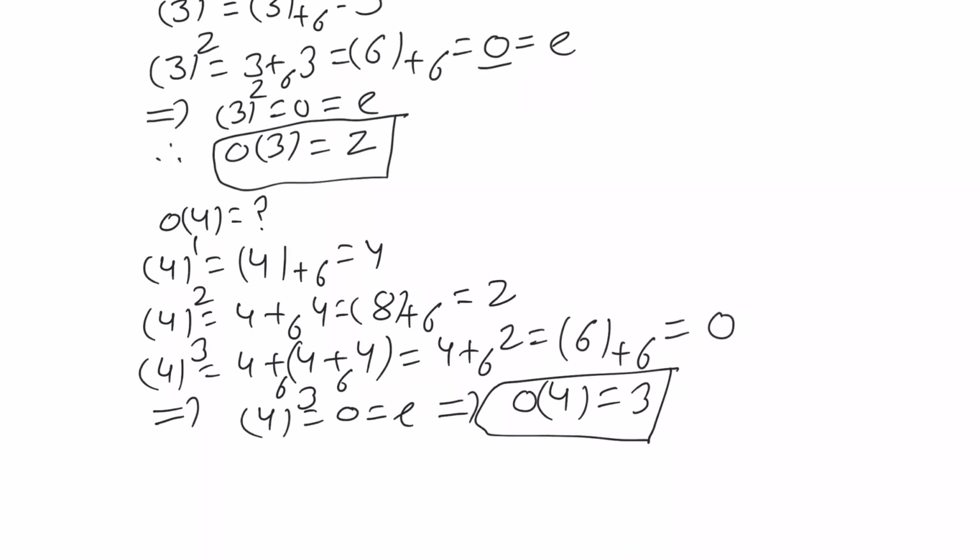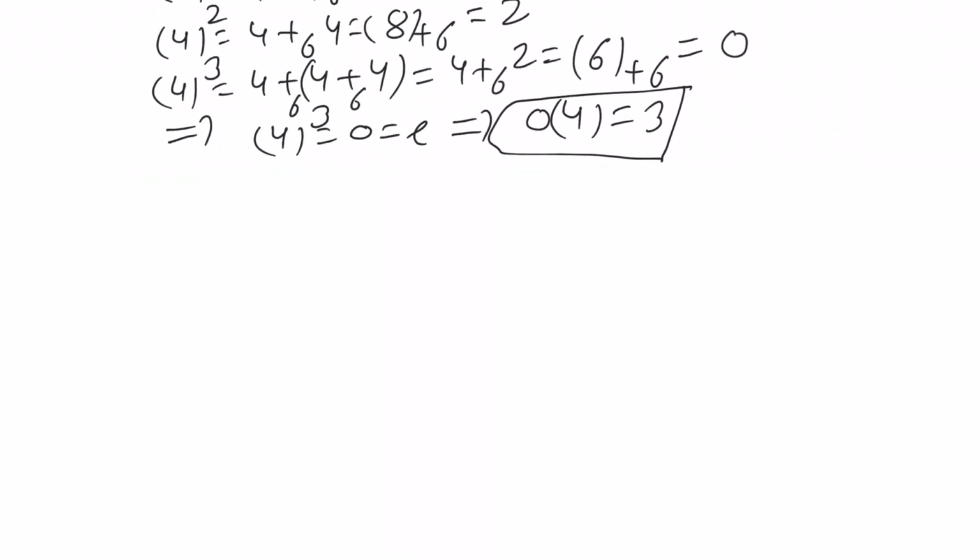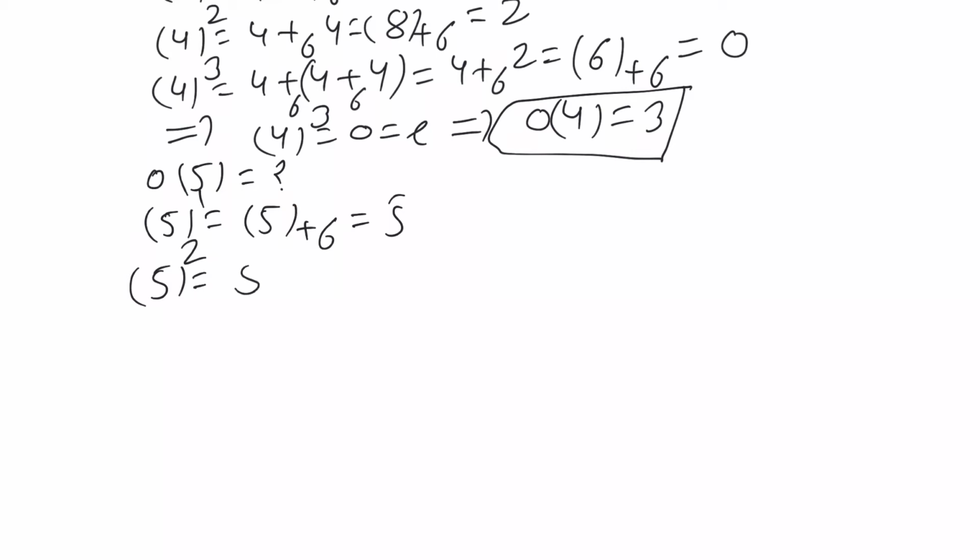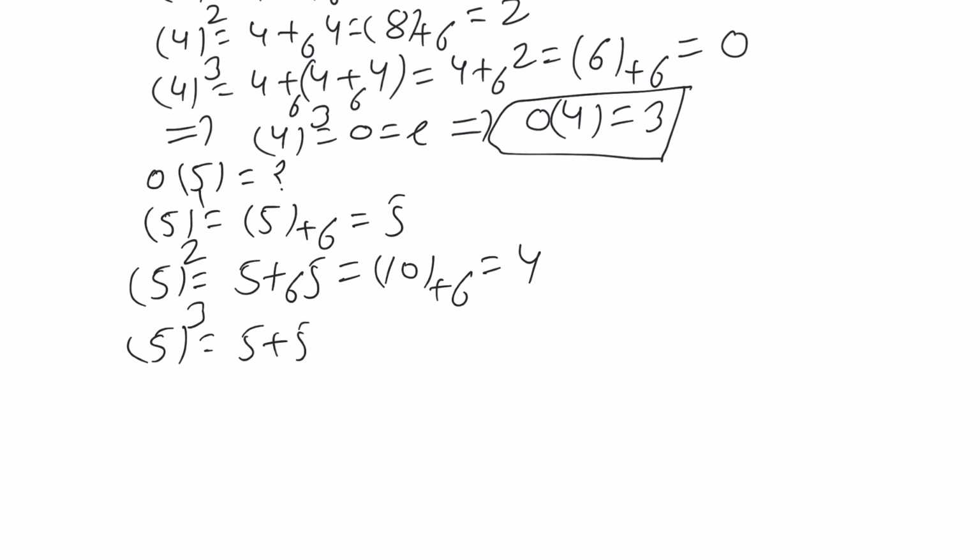Now next we determine the order of 5. 5 raised to 1 is 5. Addition modulo 6 is 5. 5 squared is 5 + 5 is 10. Addition modulo 6 is 4. 5 cubed is 5 + 5 + 5. Addition modulo 6: for 2 we know the result is 4, and when 9 is divided by 6 we get the result as 3.